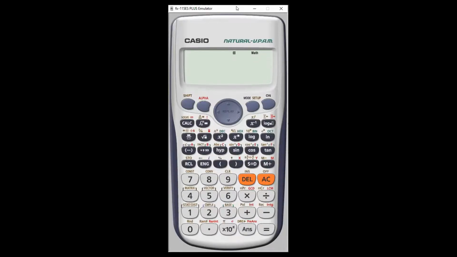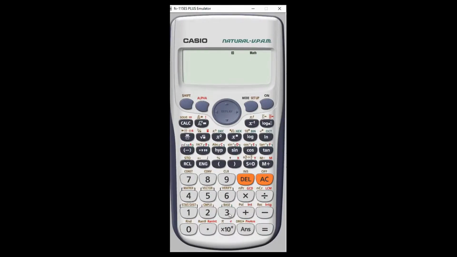Okay, this first problem, e to the second. So we use the alpha e right down here. Now, since it's second, we could use the x squared, or we can use the x to any power, put in the 2, and it's always good to get out of the power before you hit the equal sign. And there's a hidden 7 right here.